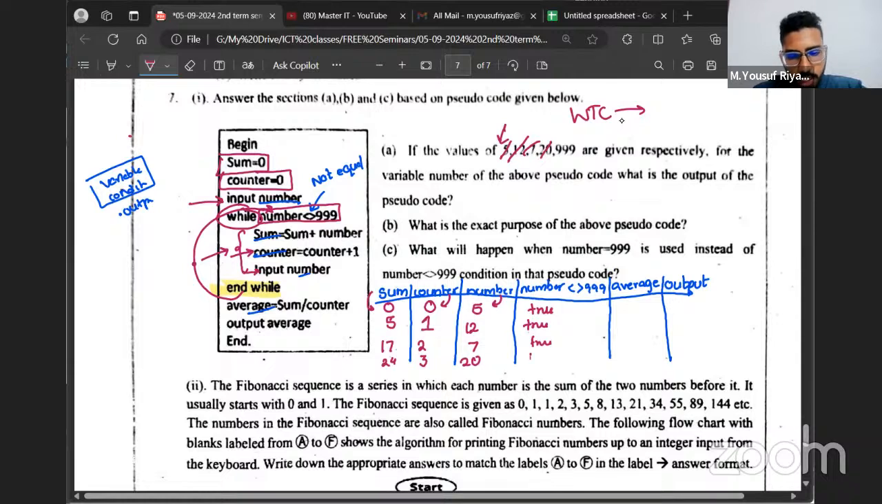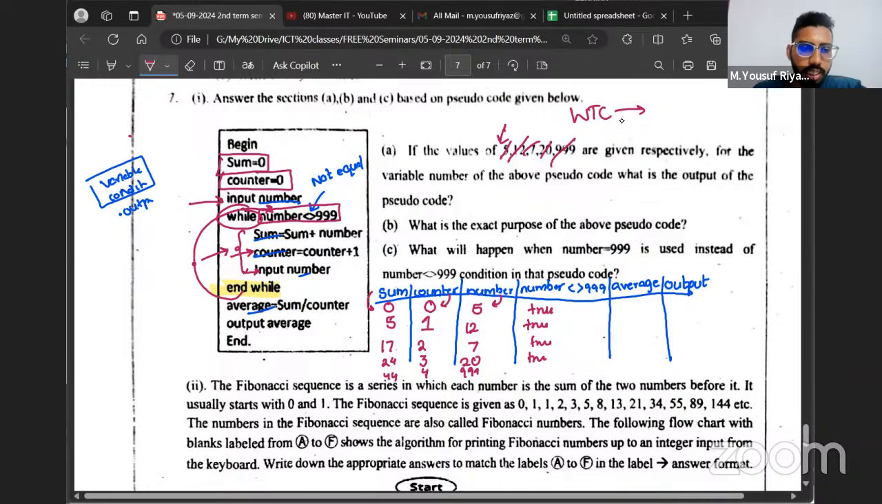Is 20 not equal to 999? True. Sum equals sum plus number, 44. Count equals counter plus 1, 4. Input number: 999.